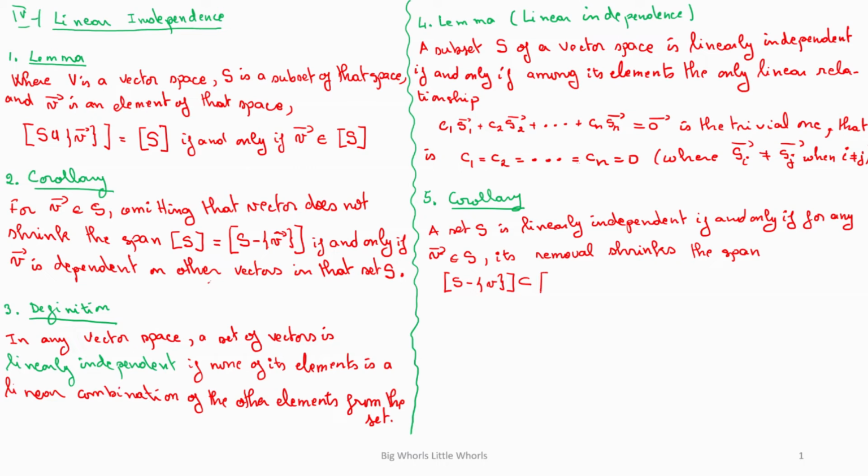So the new span is going to be included in the big span. Okay, so I think this makes sense. We have said that a subset is linearly independent if no vector can be written as a linear combination of any other vectors. So removing that vector from the set is going to shrink the span of the new set. Okay, so let's continue.